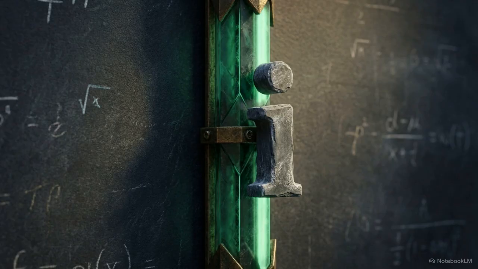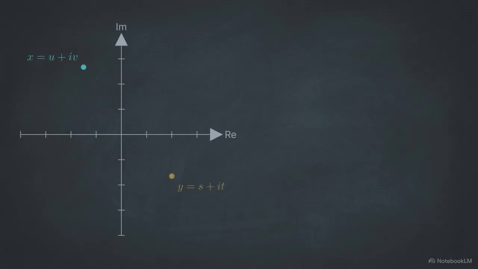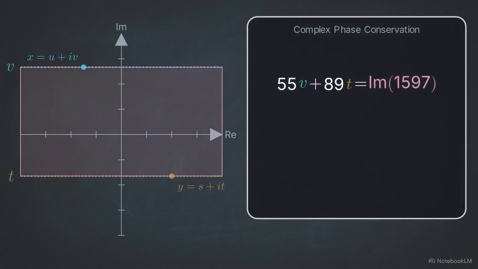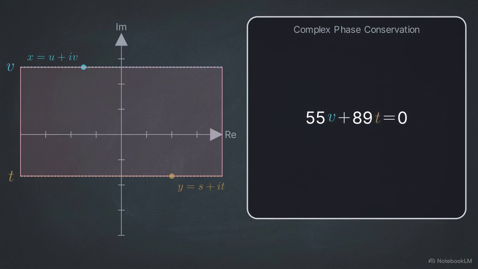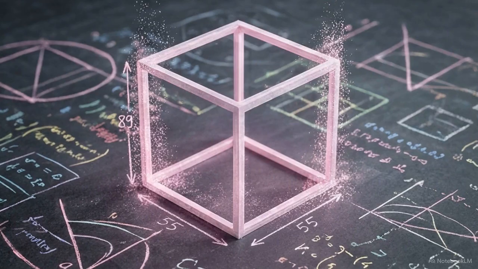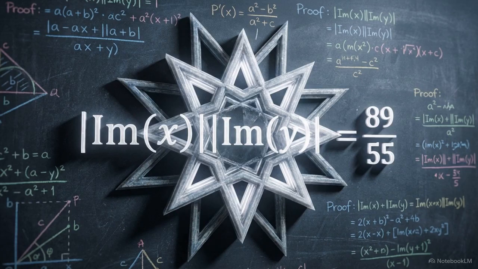We extract the imaginary components of x and y from these complex conjugate roots to observe their behavior. Plotting the roots, imaginary heights v and t form a bounding box. Applying the linear equation to these vertical components drops the real constant, leaving 55v plus 89t equals 0. Rearranging yields a precise ratio. The imaginary parts multiplied to exactly 89 over 55. System C lacks real solutions, and its imaginary boundaries are fixed by the ratio of its linear coefficients. This rigid geometric phenomenon is called complex phase conservation.